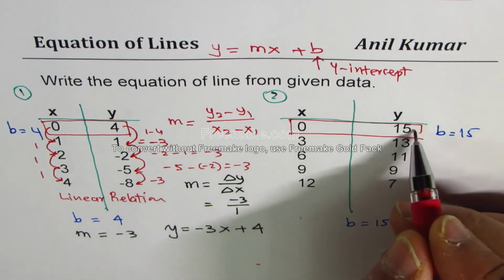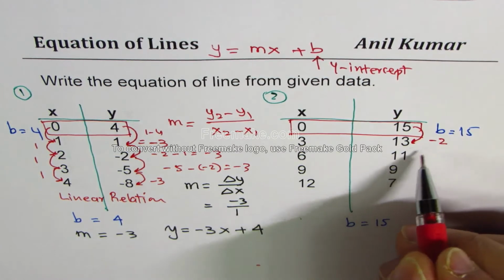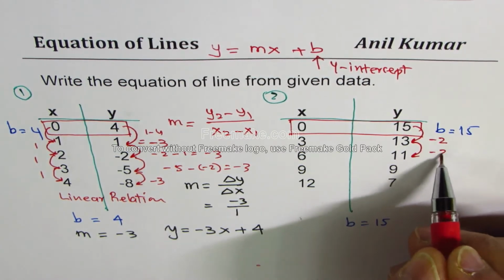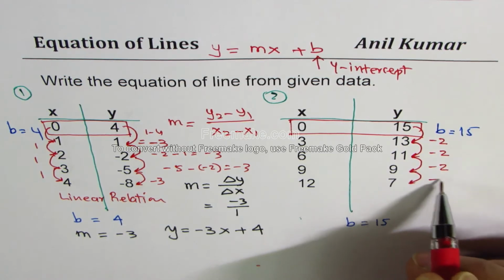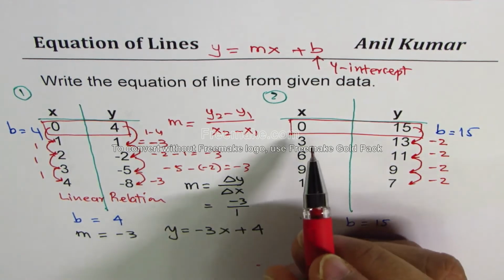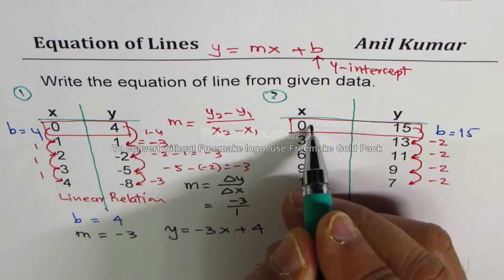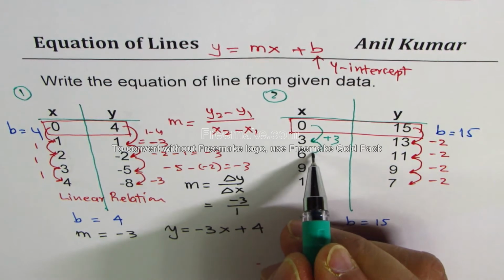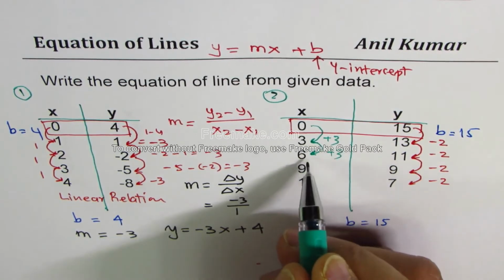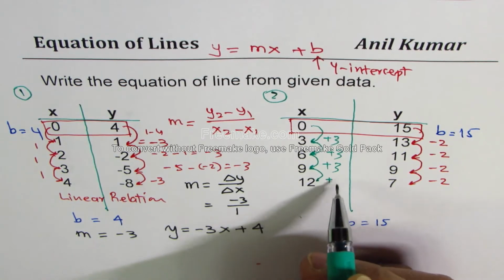Here, what is the change in y? 15 to 13, that is minus 2. 13 to 11, going down by 2. Again, going down by 2. So this is constant. On the other hand, x values are going up by 3, correct? 3 to 6 is plus 3. 6 to 9 is plus 3. 9 to 12 is again plus 3.